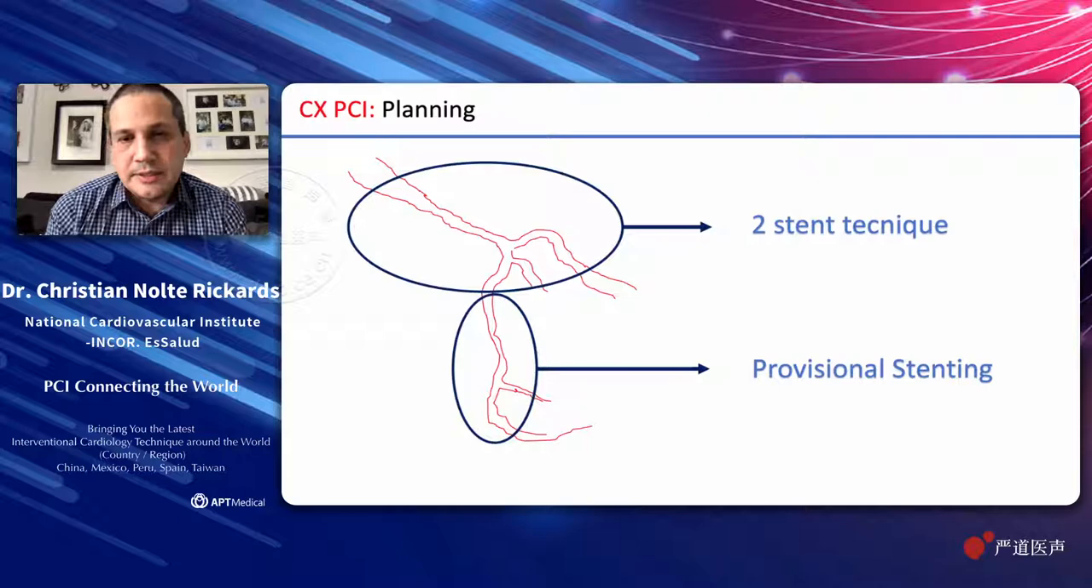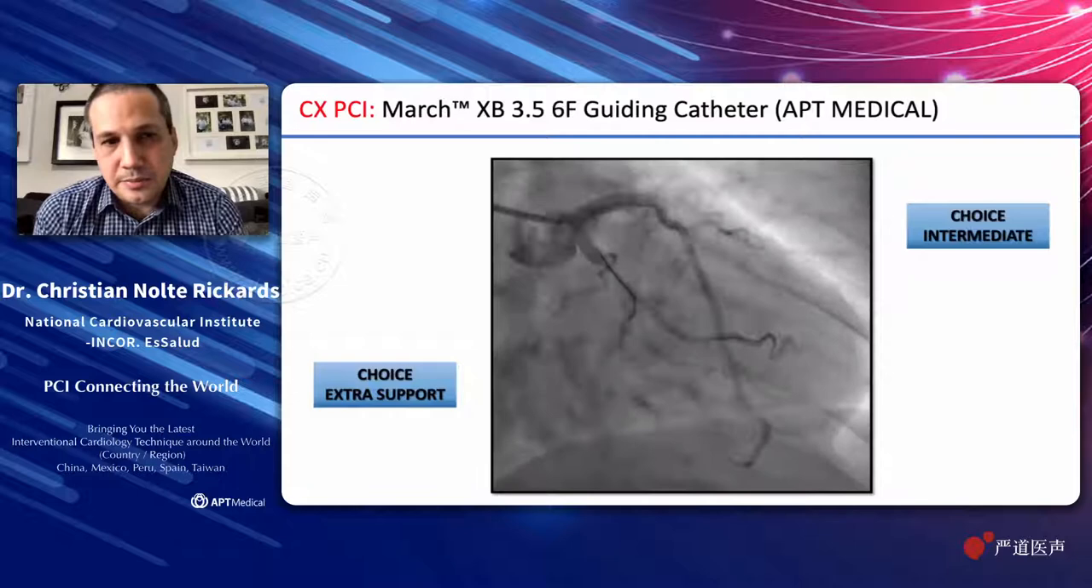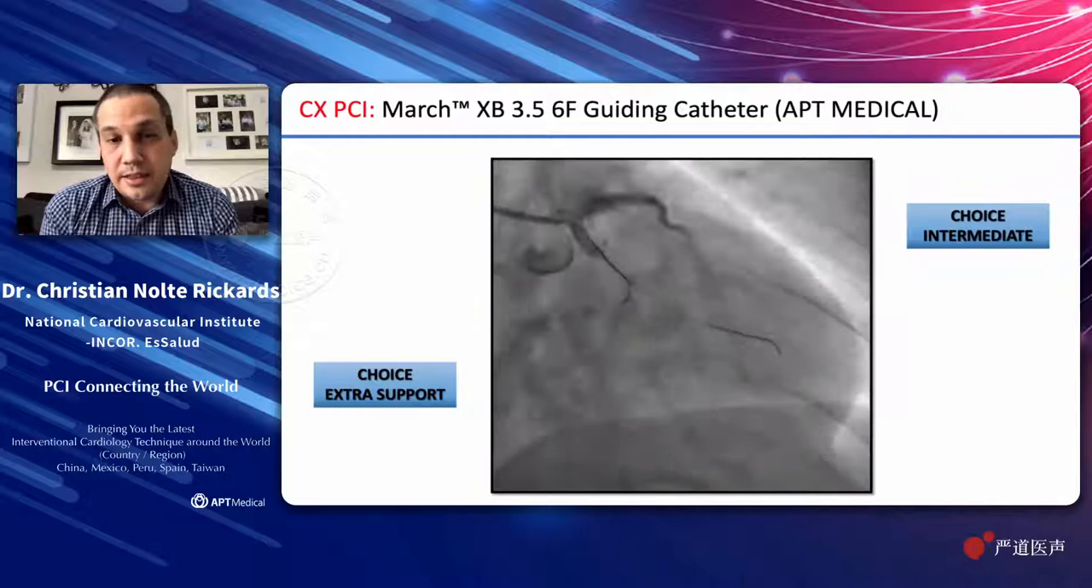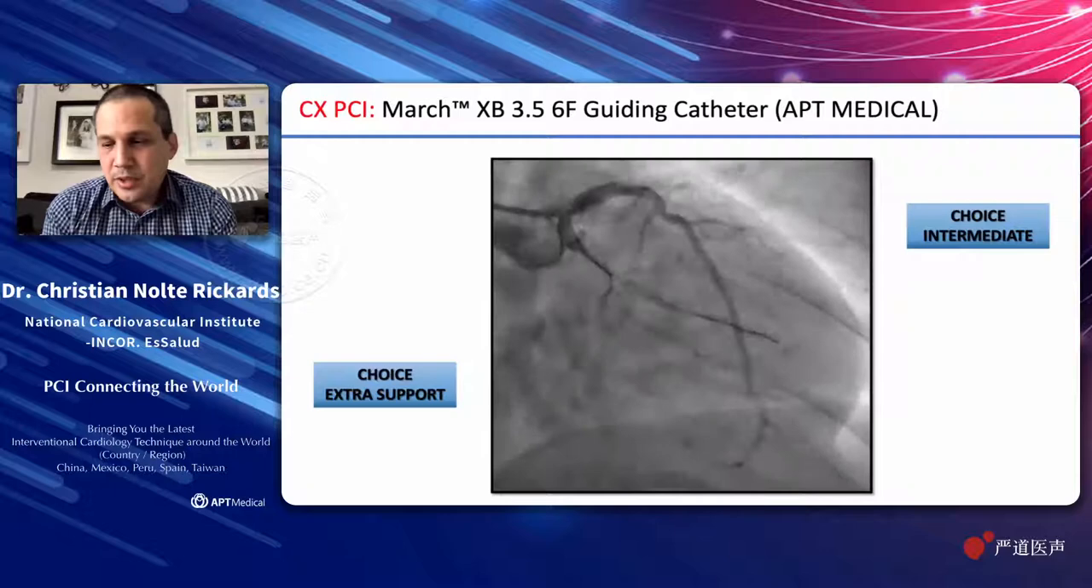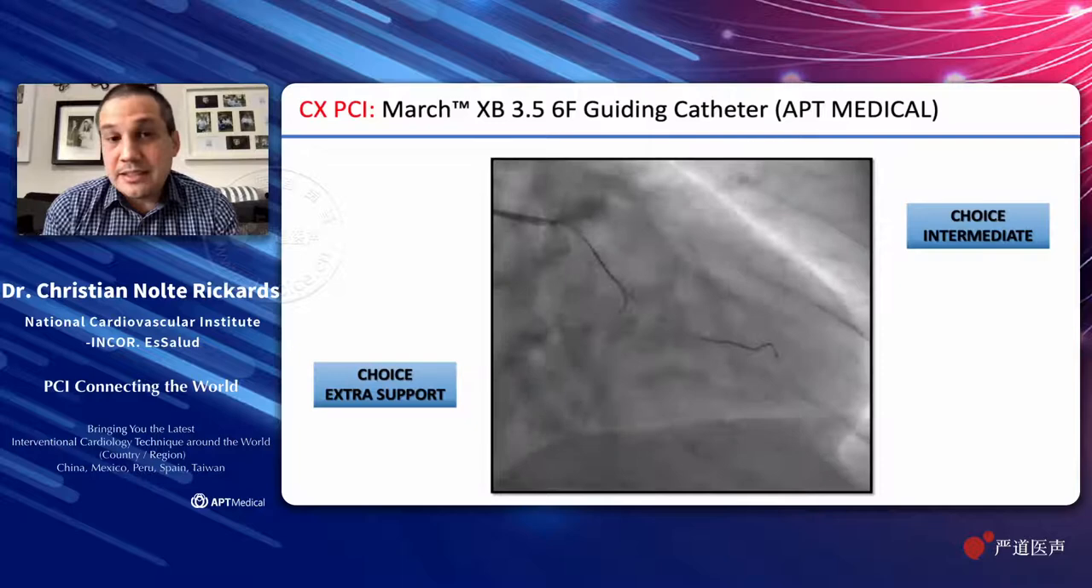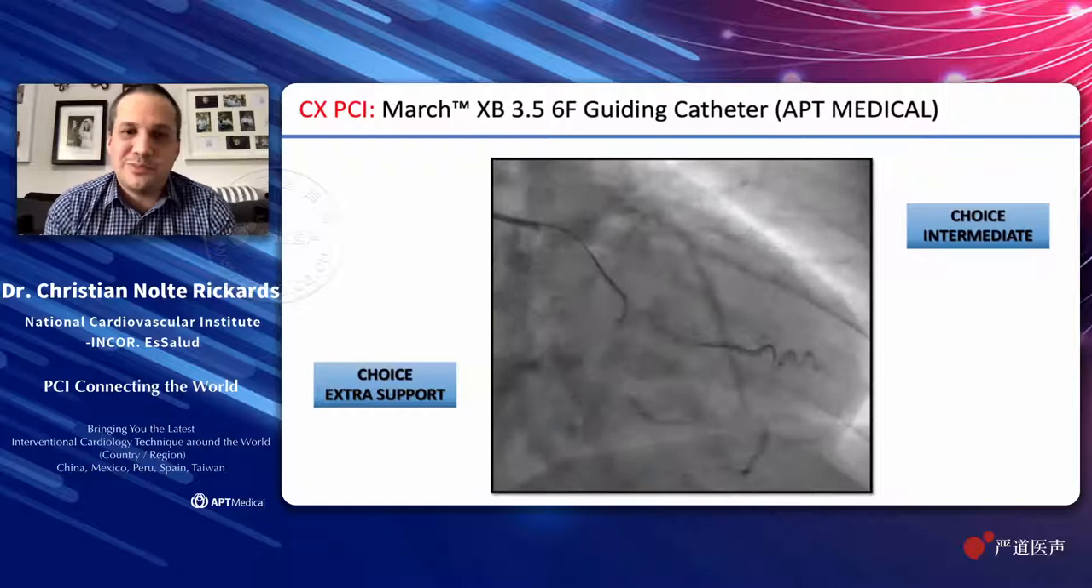So we started the angioplasty. We used this Mach XV 3.5 6 French guiding catheter from APT Medical again, which I think is a good catheter. It has this multi-density braid design, which provides superior backup support. And the tip is really, really soft. And for these cases, I really like to use soft tips.